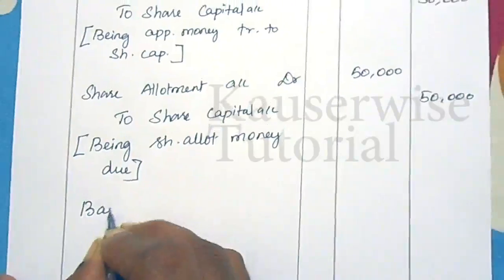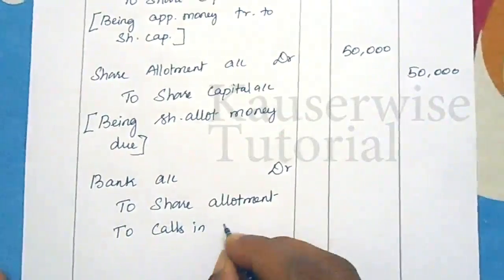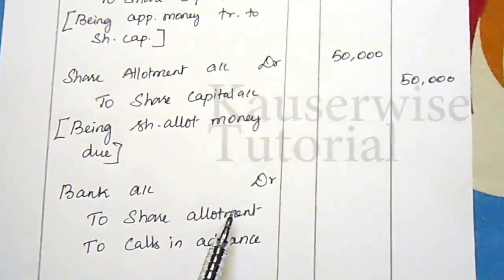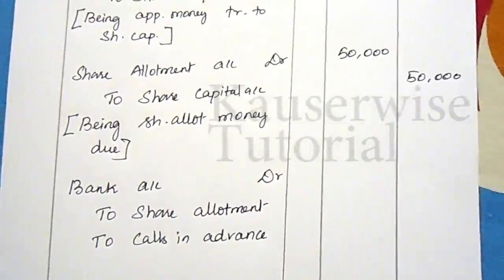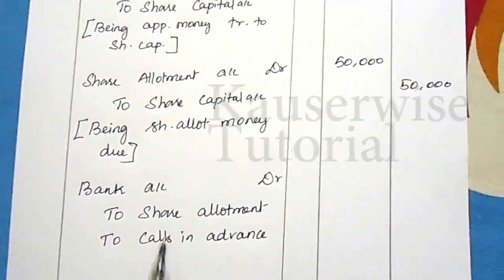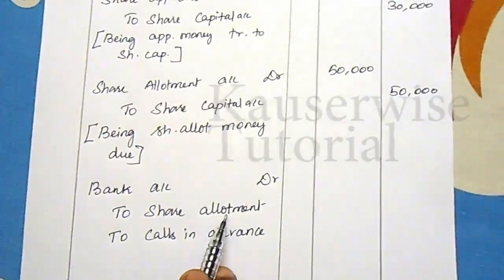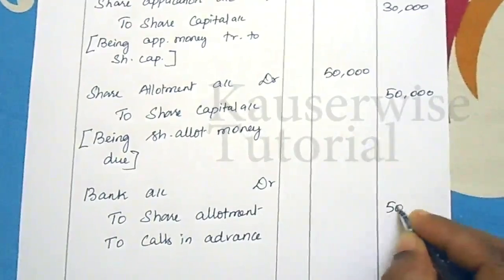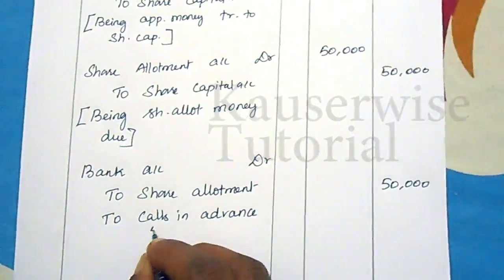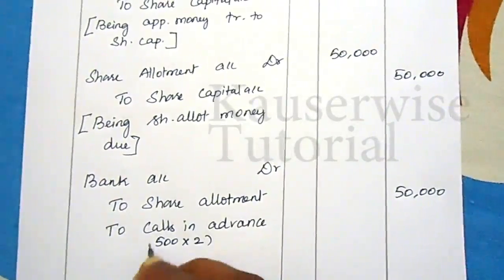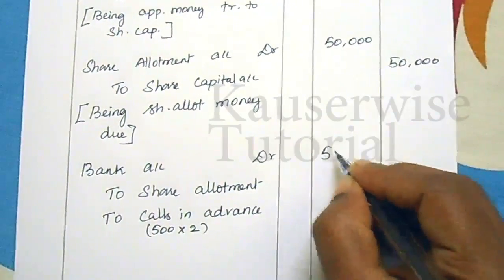Now let us see the entry. Bank account debit to share allotment, to calls in advance. See, this is the entry for allotment money received, that is bank account debit to share allotment. But in this problem, one of the shareholders paid call money along with the allotment. So this is called calls in advance. Here you have to show how much amount he has paid along with the allotment. So we are supposed to receive only 50,000 on allotment. So put 50,000 for allotment, and one shareholder, John, has paid on 500 shares. Allotment money is 2 rupees, no, so 1000 rupees paid along with the allotment. See, at the time of allotment, the company has received 51,000.